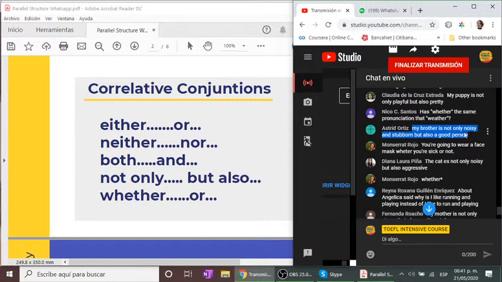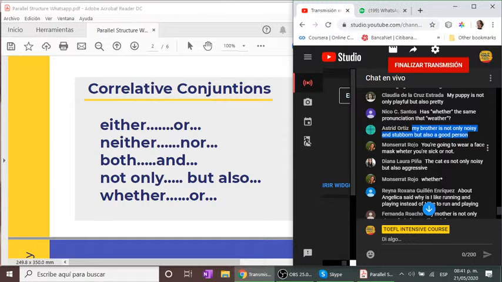My brother is not only noisy and stubborn, but also a good person. Yeah, not only, but also. Yes, that's perfect. And he actually put "and." Yeah, this was a good example. Which is correct?